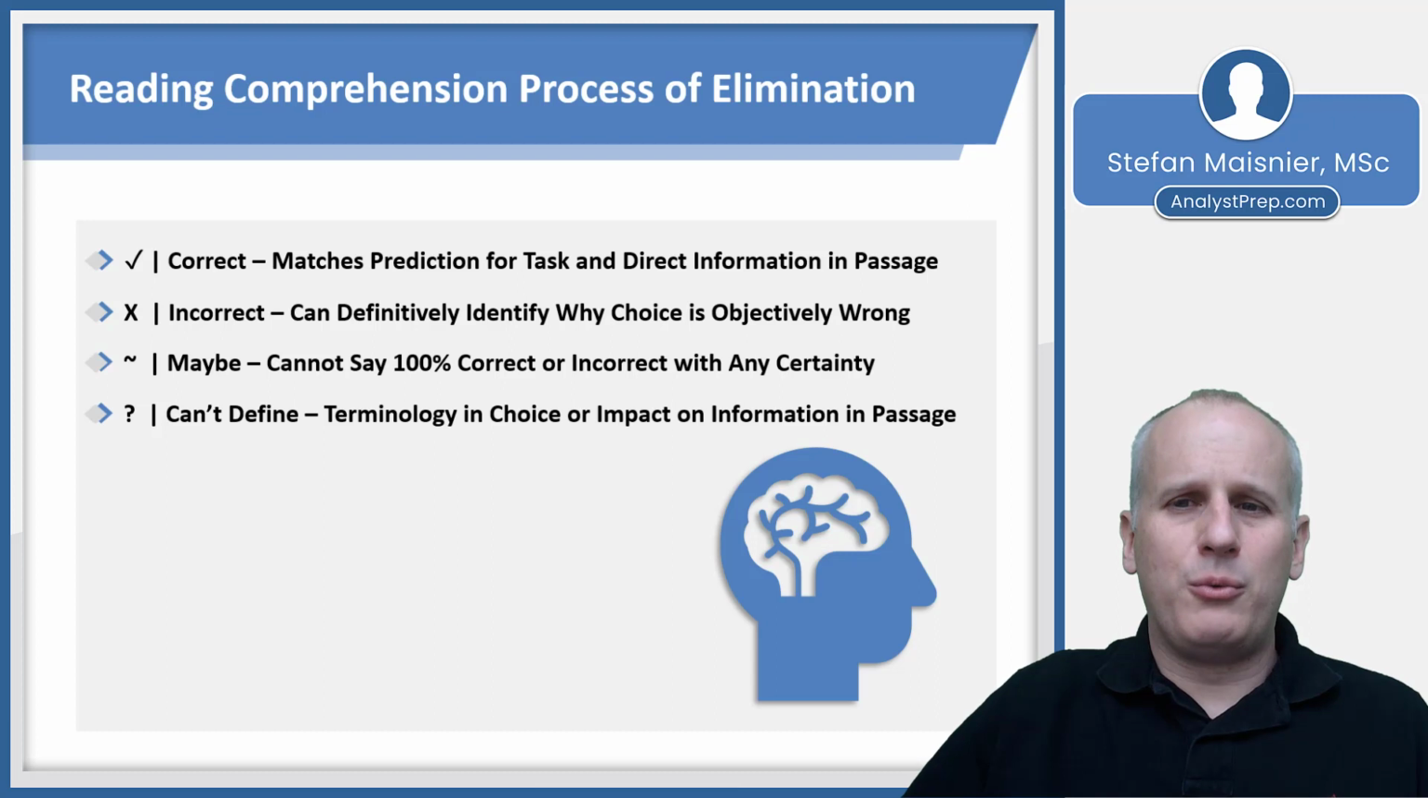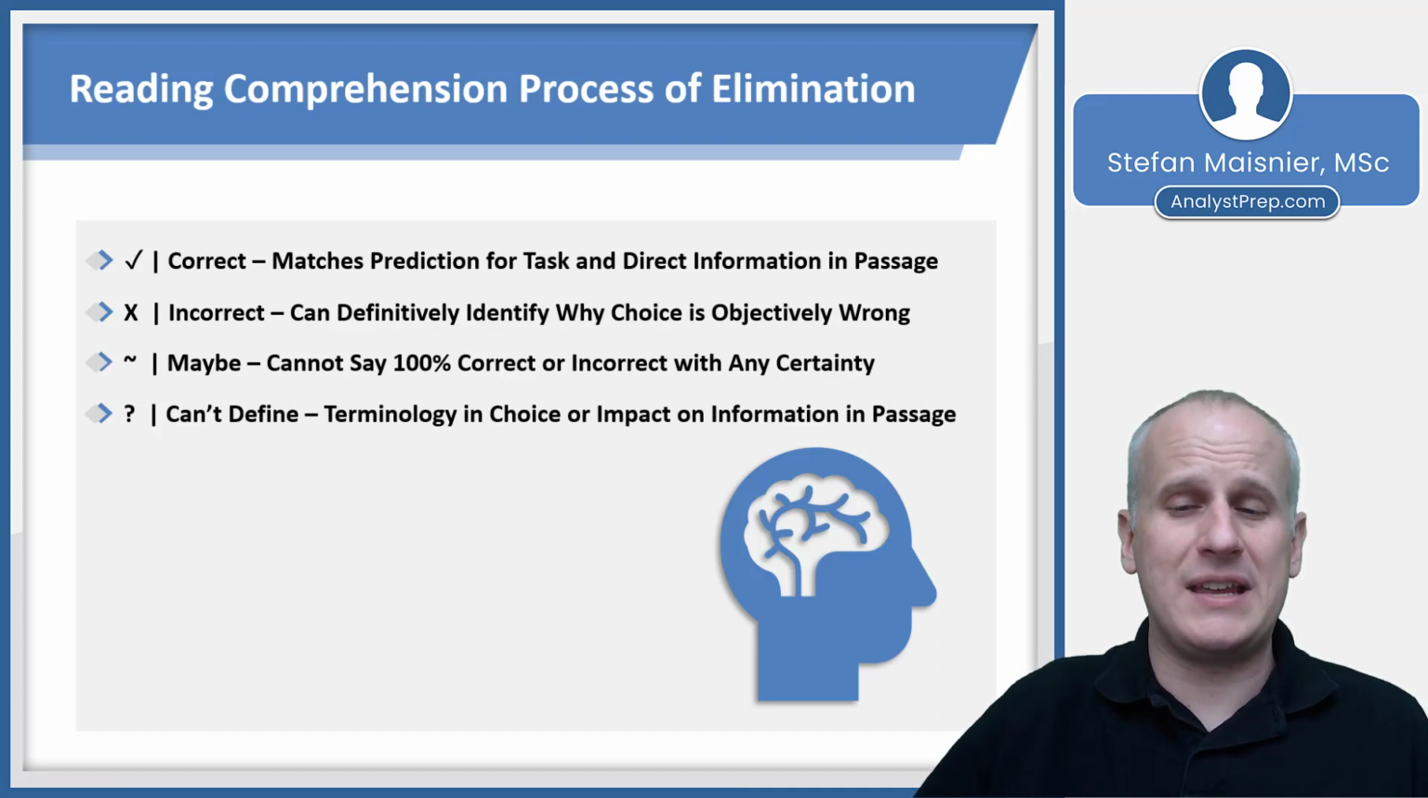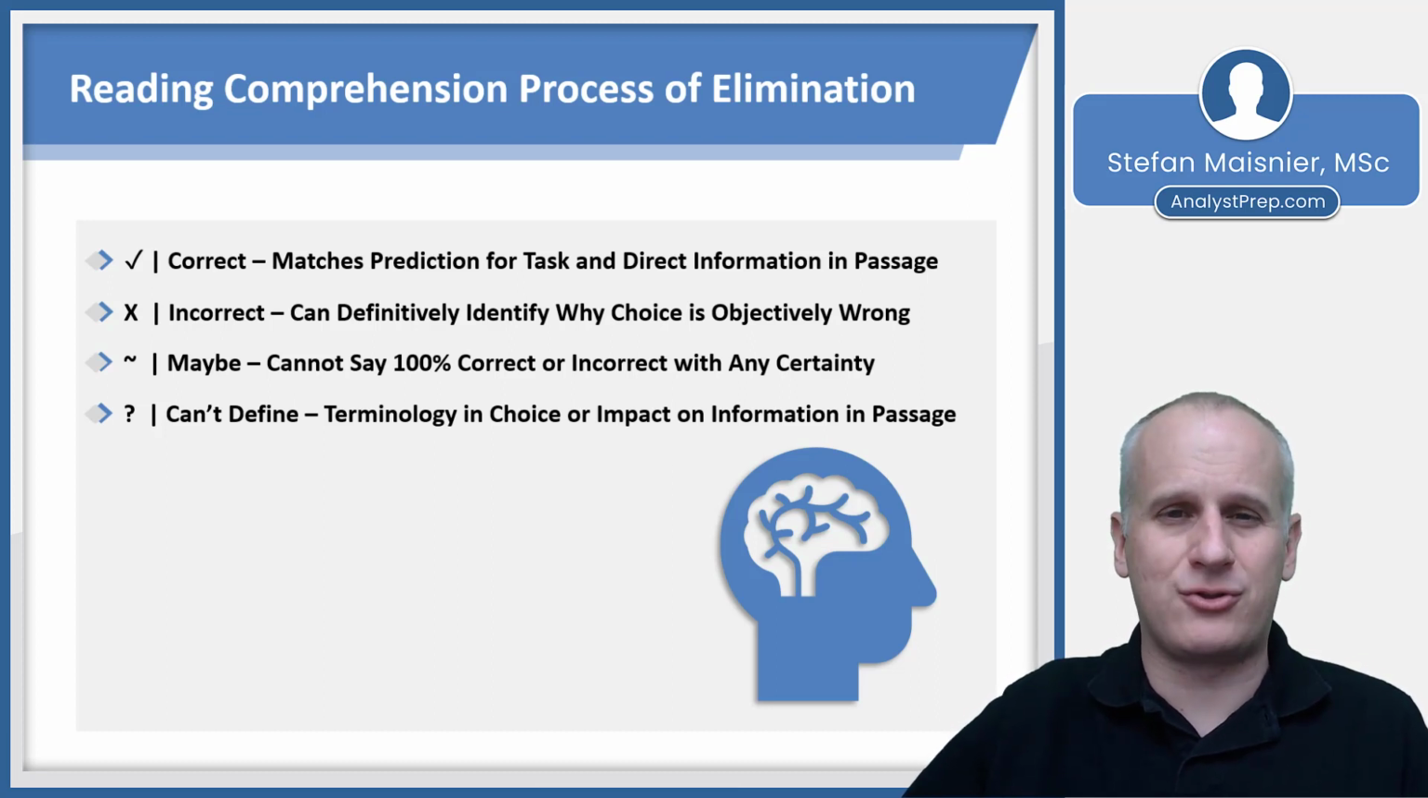But then you also want to have in your quiver a question mark that means that you truly can't define something. So that's either the vocabulary in the choice or the impact of the answer choice on the information in the passage. So you're like, it's relevant, it's using terms, but I truly believe this has like 9 double negatives and I can't follow which direction it goes in. And that can be how they generate difficulty, is just by making an answer choice harder to parse and understand.